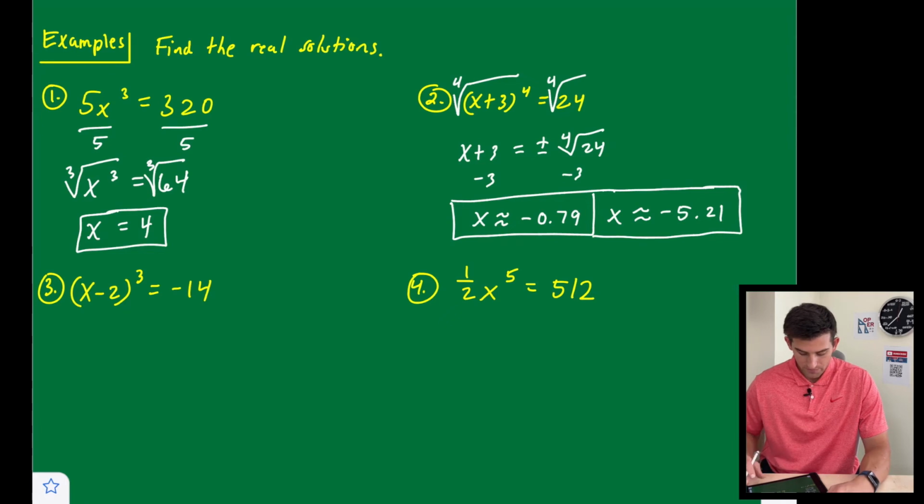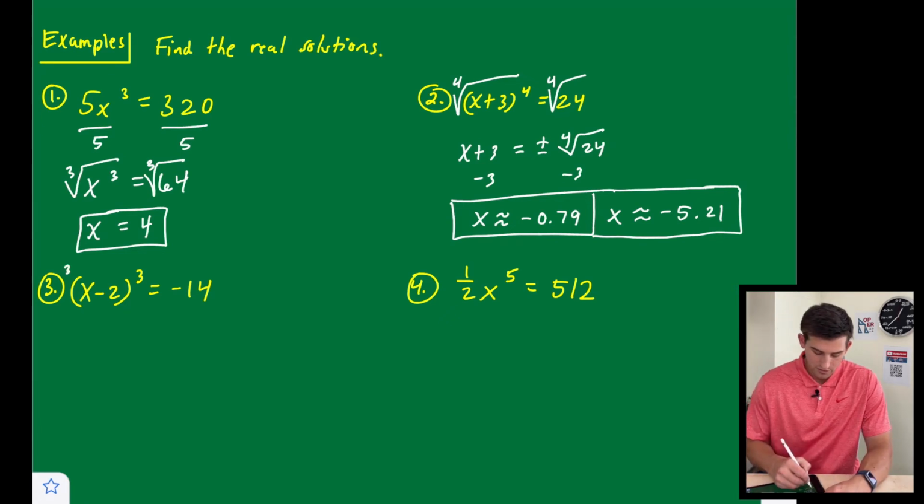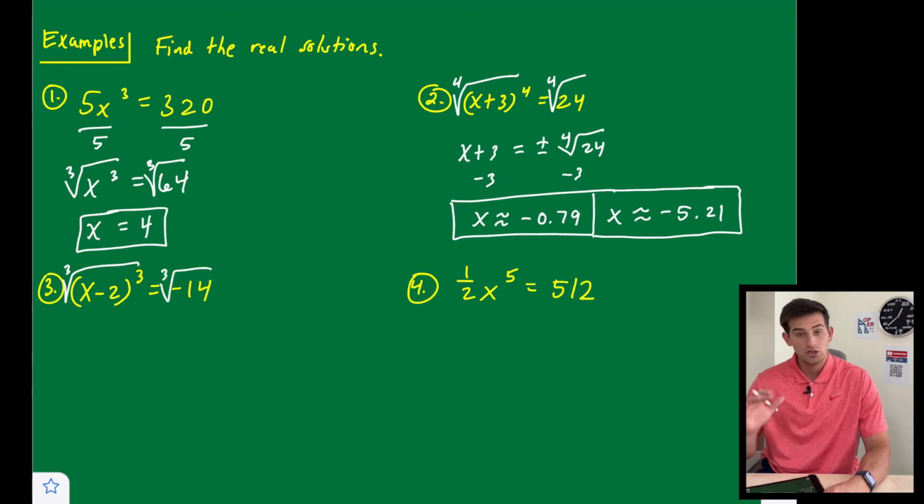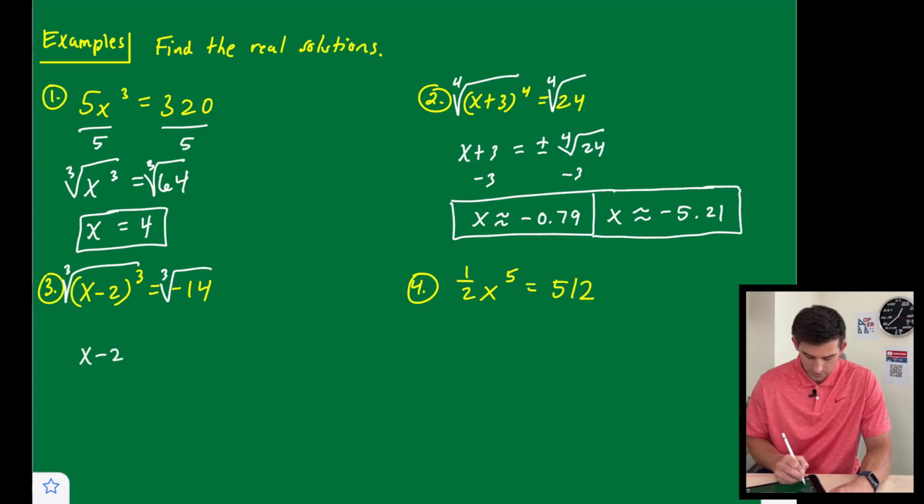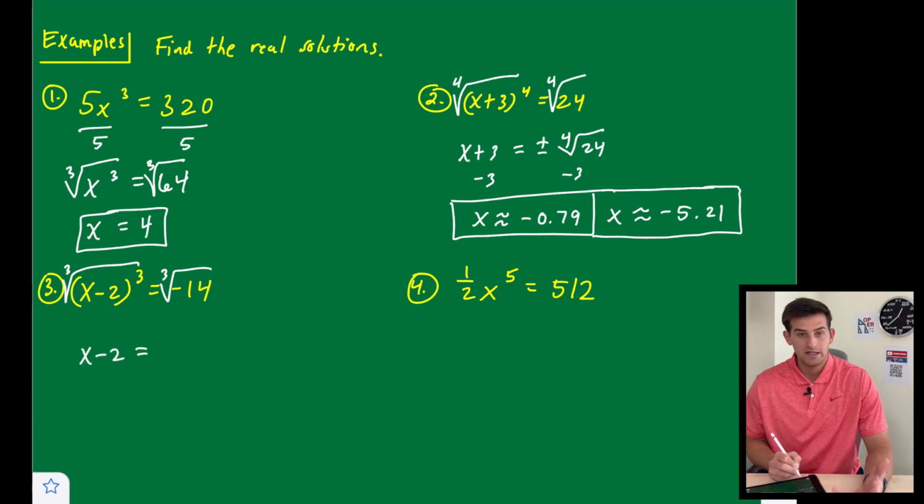All right, number 3, very similar to number 2, except we are now going to undo by taking the cube root. Once we do the cube root, we just have our one solution here. We're going to do the cube root of negative 14, which is possible because we can do an odd root of a negative number. So now we get negative 2.41, continuing on as a decimal.